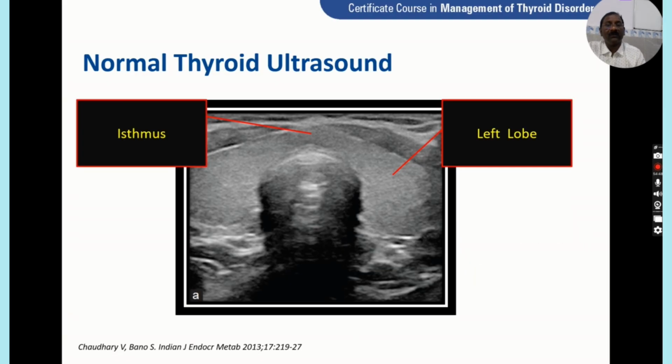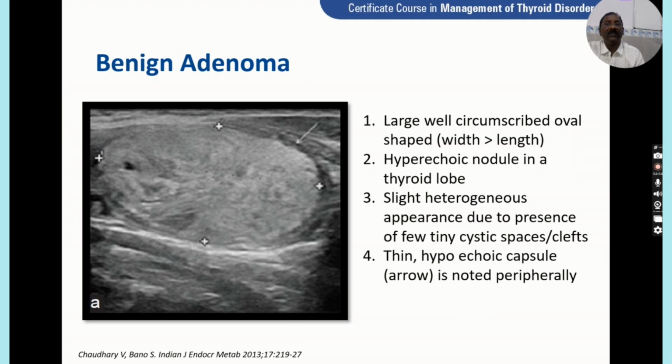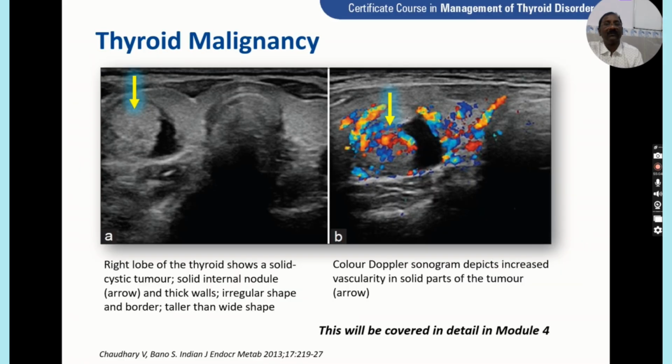See the difference here. See the change here. Adenomas are circumscribed, with total demarcation from the normal tissue. Now see the malignancy here. Is vascularity there or not? The right lobe of the thyroid shows a solid cystic tumor with a solid internal nodule, thick walls, irregular shape and border, taller than wide. Color Doppler shows increased vascularity in the solid parts of the tumor.